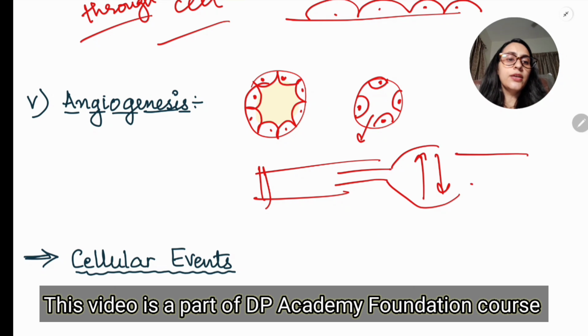Dilatation of the blood vessel. The third event is increase in the vascular permeability, and the 5 mechanisms, we have just studied the 5 mechanisms of increase in the vascular permeability. And most commonly it is seen in post capillary venules.